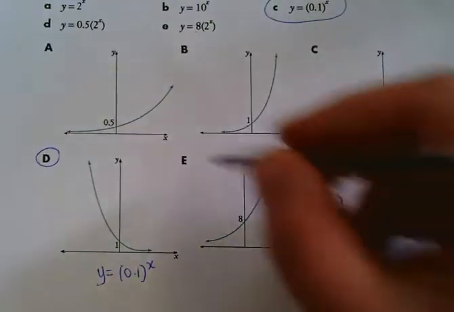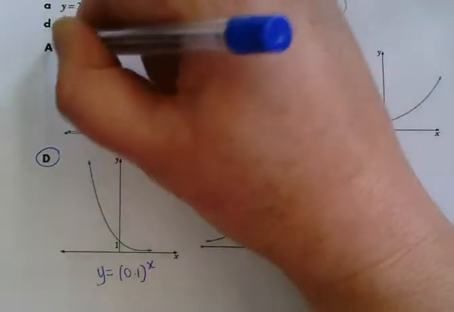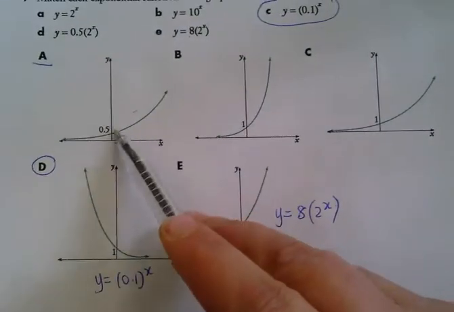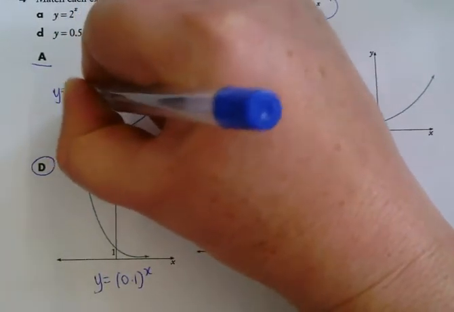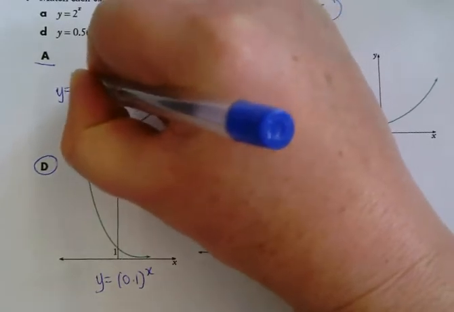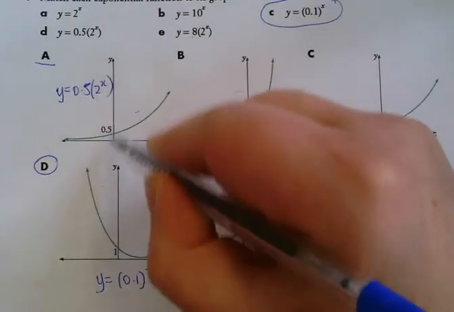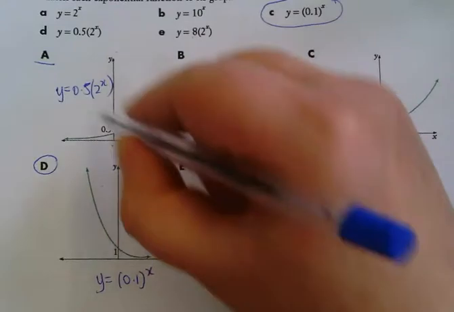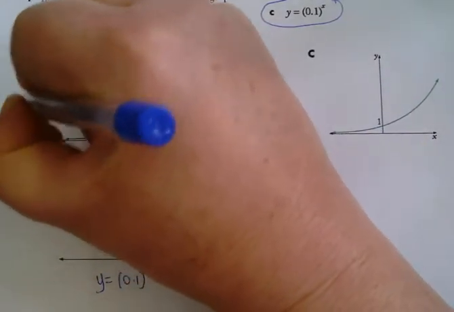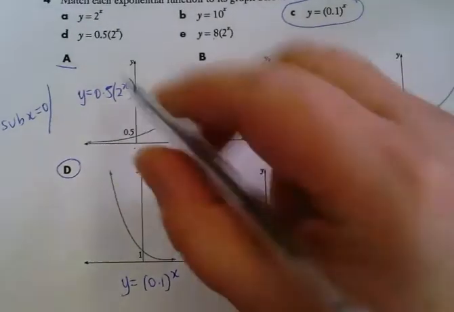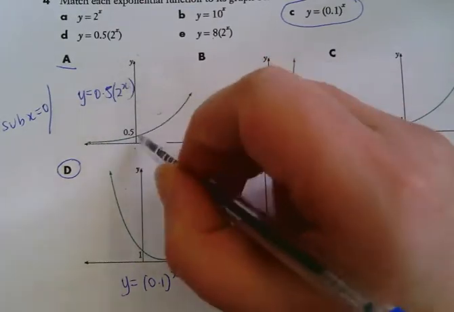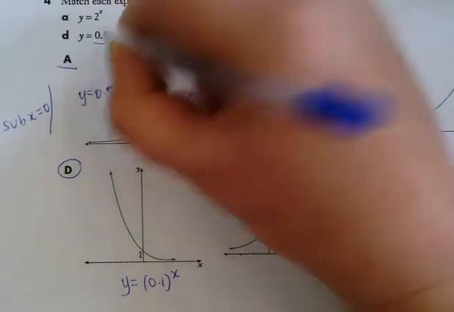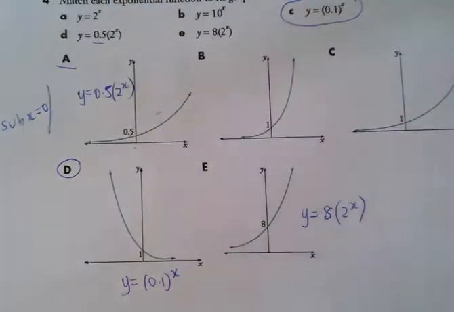Now, if we've been able to do that one, we should be able to do A over here. What's this one? Yeah, this one is y equals 0.5 times 2 to the power of x. Let's check. This is a y-intercept, so you substitute x is 0 to check. When x is 0, 2 to the power of 0 is 1. 1 times 0.5 is 0.5. Or again, that b out the front is the y-intercept.